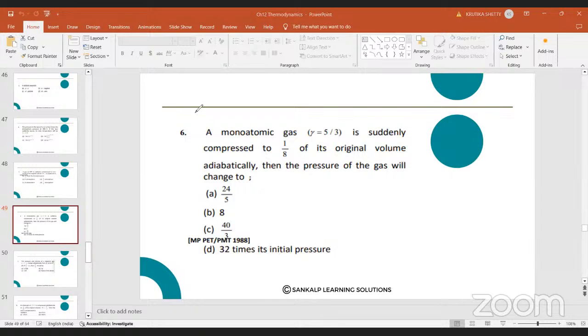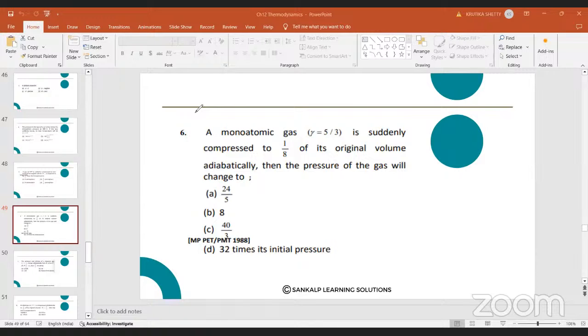Okay, the next question. A monoatomic gas, gamma is equal to 5 by 3, is suddenly compressed to 1 by 8 of its original volume adiabatically. Then the pressure of the gas will change to 24 by 5, 8, 40 by 3, 32 times its initial pressure.